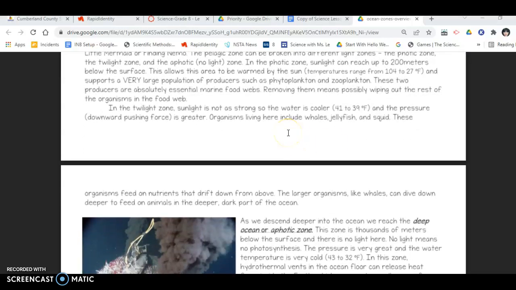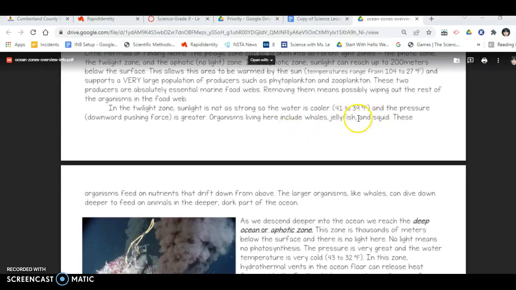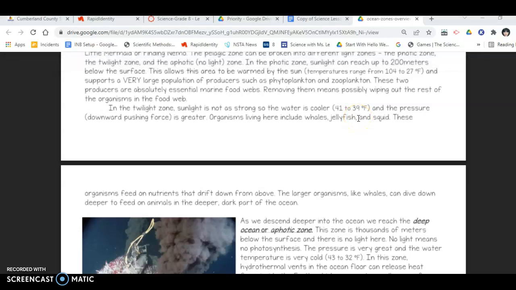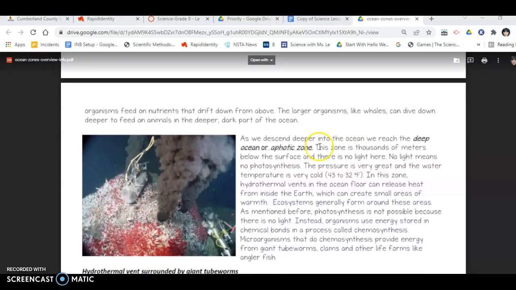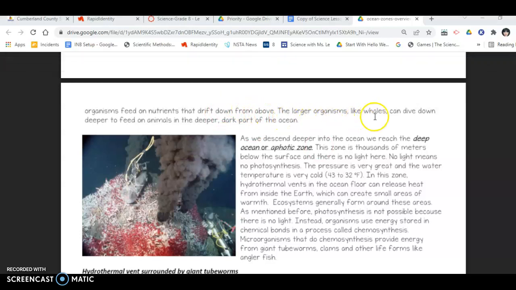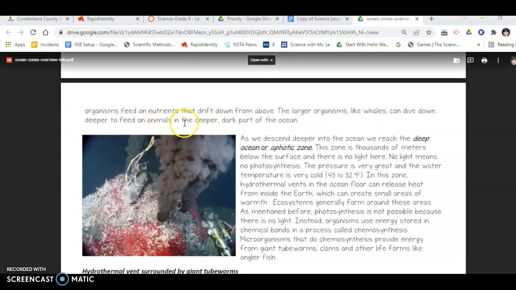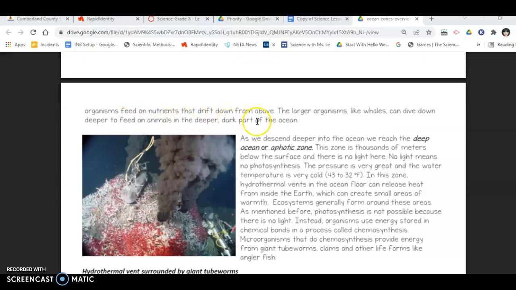In the twilight zone, sunlight is not as strong, so the water is cooler, about 41 to 39 degrees Fahrenheit, and the pressure downward, that's the downward pushing force, is greater. Organisms living here include whales, jellyfish, and squid. These organisms feed on nutrients that drift down from above. The larger organisms, like whales, can dive down deeper to feed on animals in the deeper dark part of the ocean.